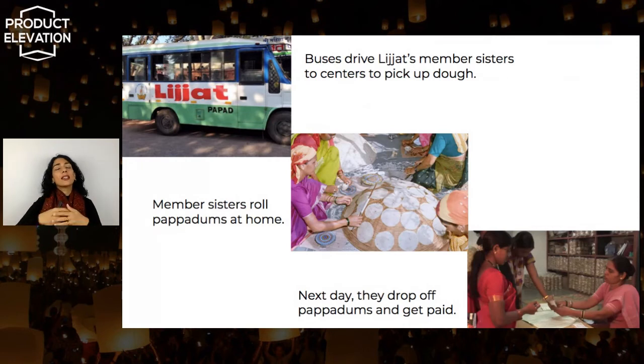Today, Lijjat is a much larger organization, and they have a pretty complex setup where there are these buses that drive member sisters from different locations to these centers where they pick up the dough. They go back home, they roll papadums at home. The next day, they come back, they drop off the papadums that they rolled, they get paid for what they rolled, and then they pick up the dough that they take back home, and the cycle starts over. And then every 6 months, they share profits equally.